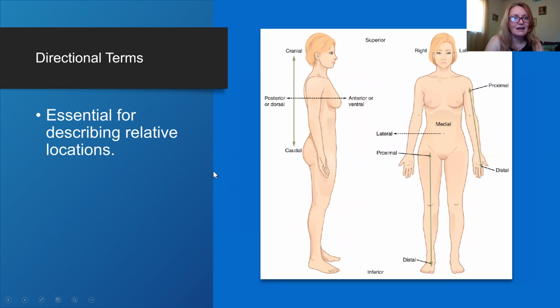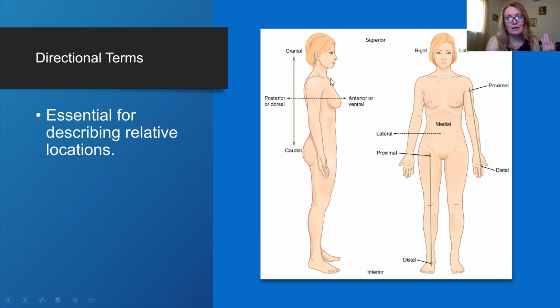Okay, next, directional terms. Directional terms are essential for describing relative location. If you look over here, again, this lady is in anatomical position, and we have superior region up, inferior down. We can also use cranial instead of superior and caudal instead of inferior. The front of the body is called anterior or ventral, and the back of your body is called posterior or dorsal. If you have structures that are close to the midline, we call it medial. If it's away from the midline, we call it lateral. For example, the sternum is medial and the ribs are lateral when we use the anterior view. Your head is superior and your abdomen is inferior.